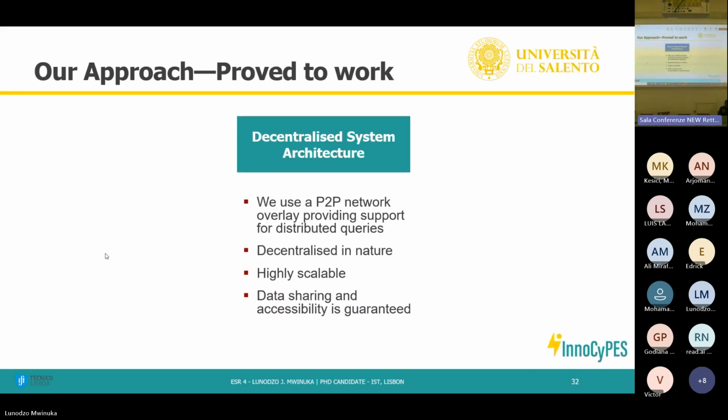Now, our system is totally decentralized. You have peers that are separate, and we benefit from peer-to-peer overlay capabilities. The system itself is decentralized by nature and highly scalable, so many peers can join the system without a hurdle. But also, data sharing and accessibility is guaranteed. Each peer that has joined the network can add its own data, but also can fetch data that are being stored by other peers.